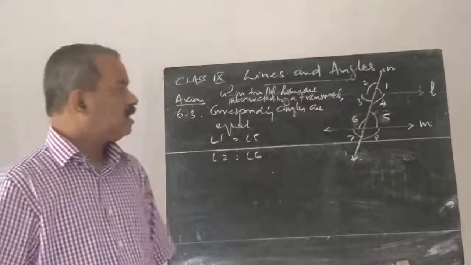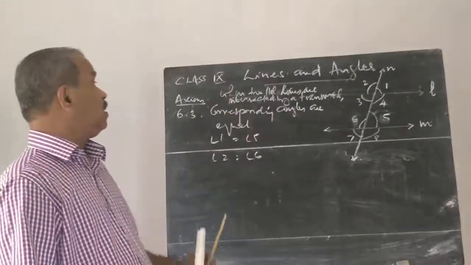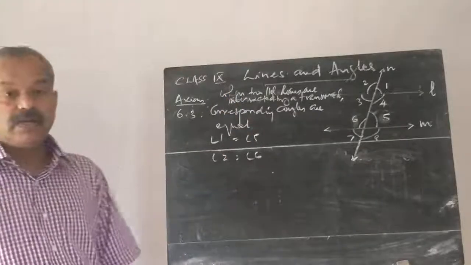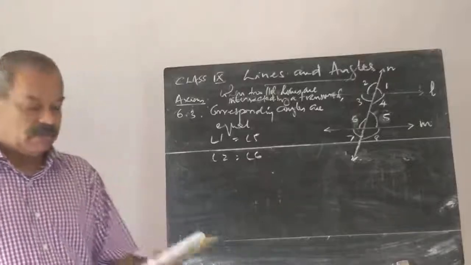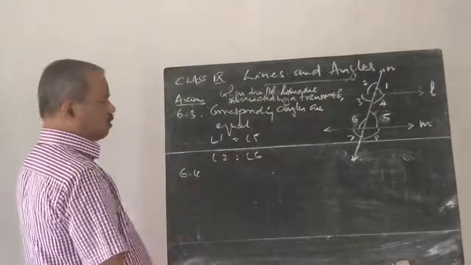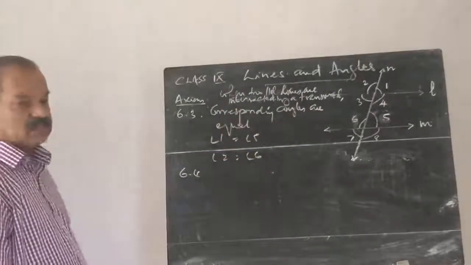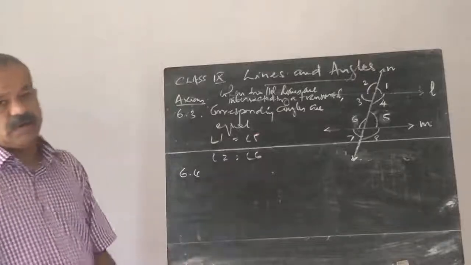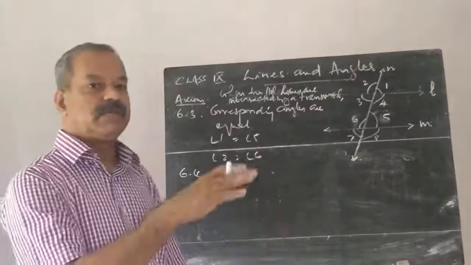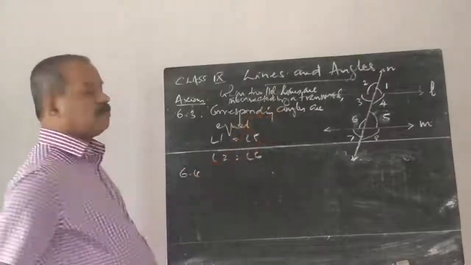When parallel lines are intersected by a transversal, the corresponding angles formed are equal. Now let us consider axiom 6.4, the converse of this idea. Axioms need not require proof, so we accept this statement as such. What can be the converse of this statement?